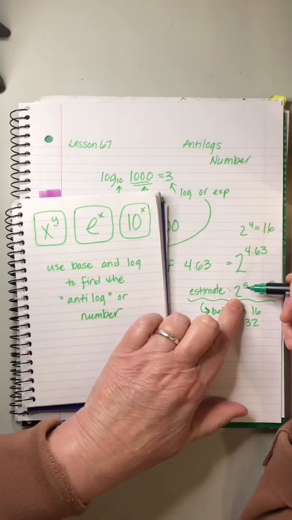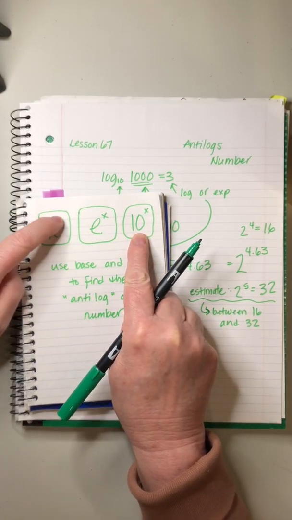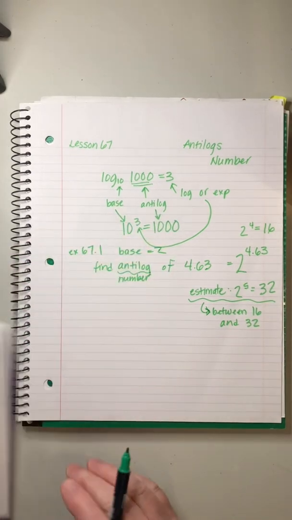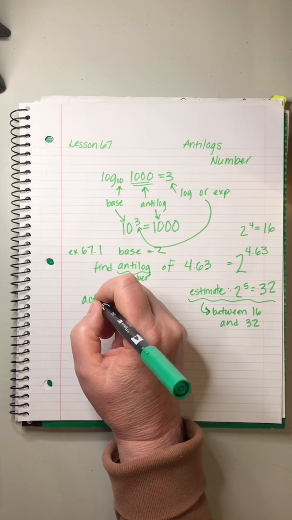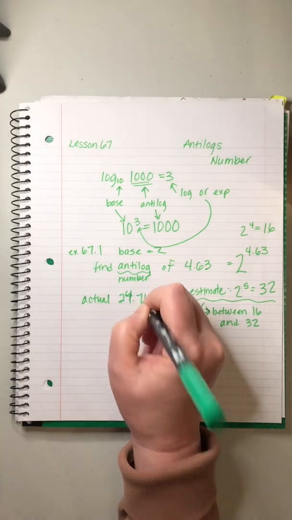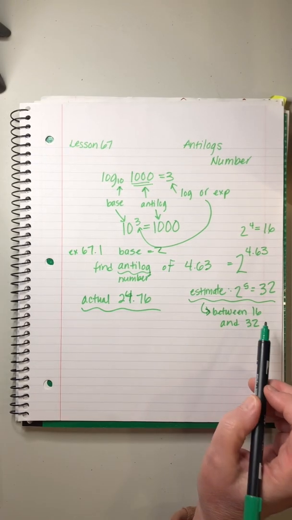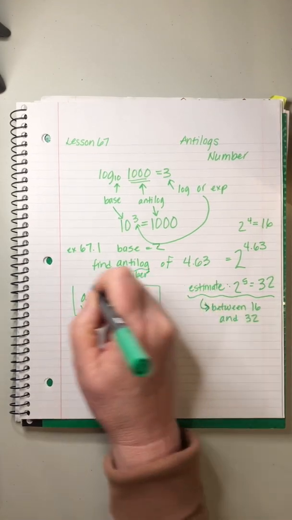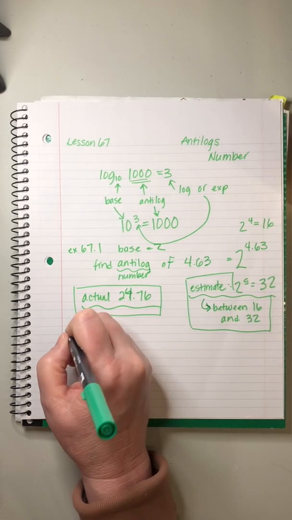Okay, so because our base is 2, we know that neither of these buttons will work. We're going to have to use this one. So it's 2, this function, 4.63 equals. And our actual number that we get is 24.76. And is that between 16 and 32? Yeah, that's like halfway exactly, isn't it? Looks really good. Okay, so we're happy with that, and we're happy with our estimate here, even though I wrote it in kind of a crazy way. Next one.